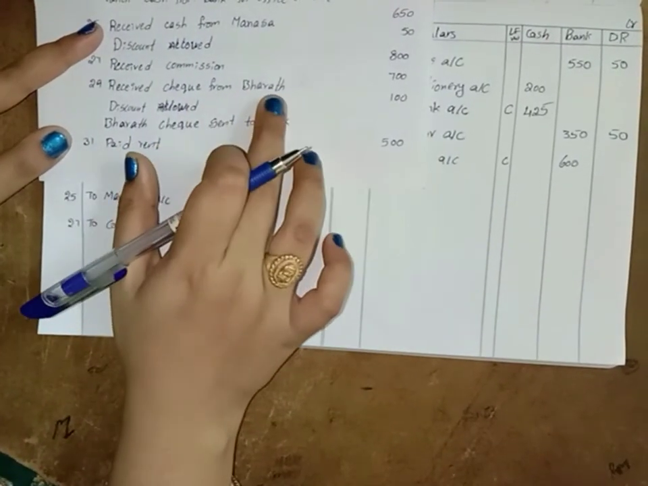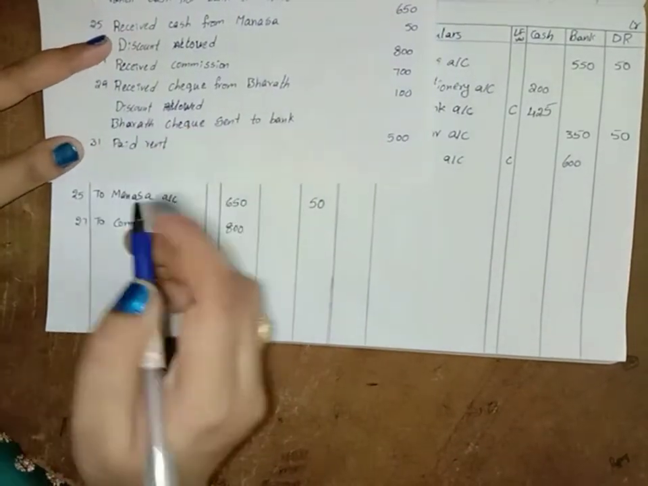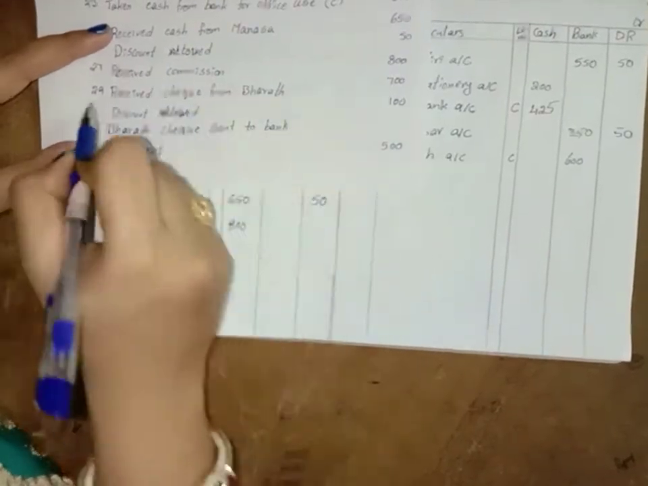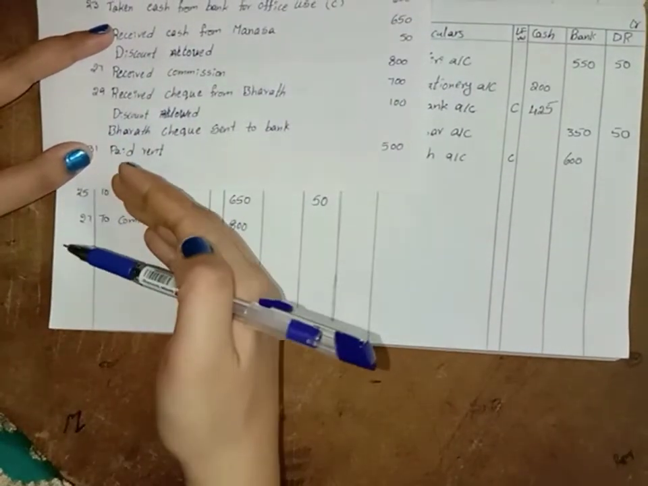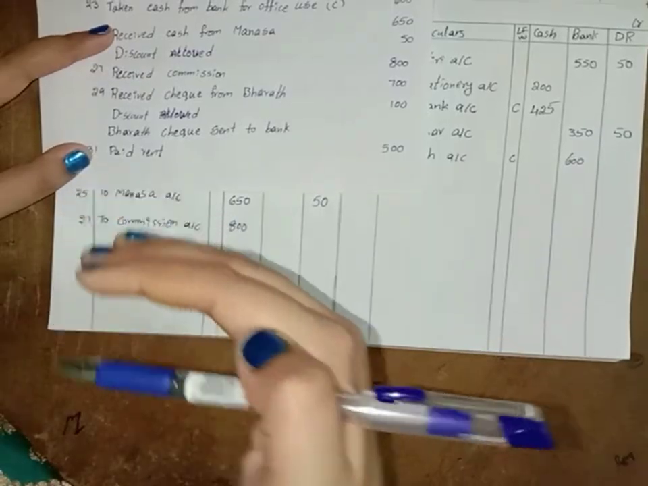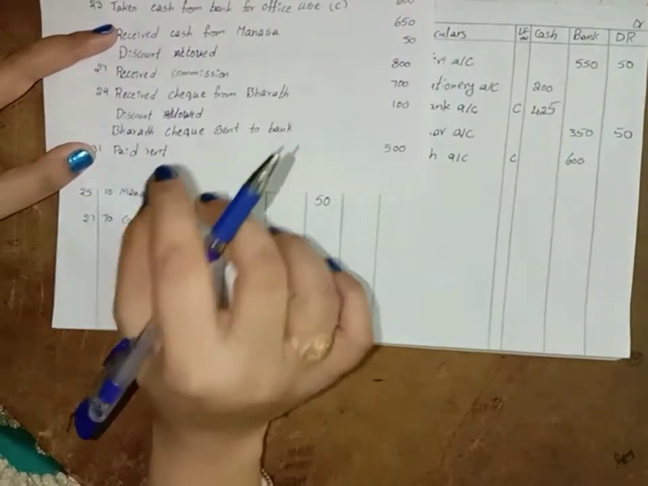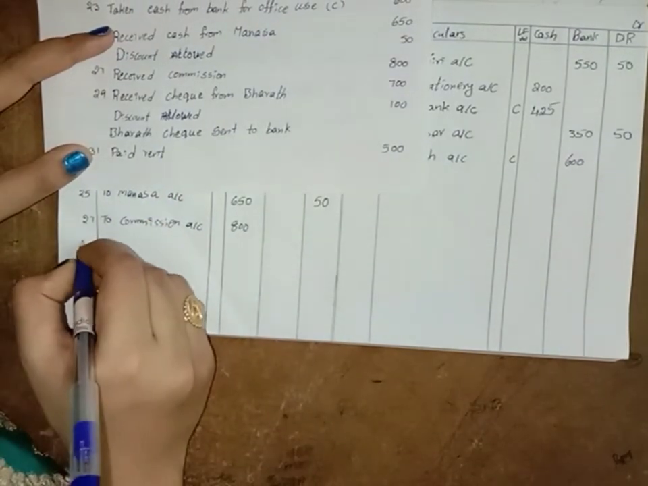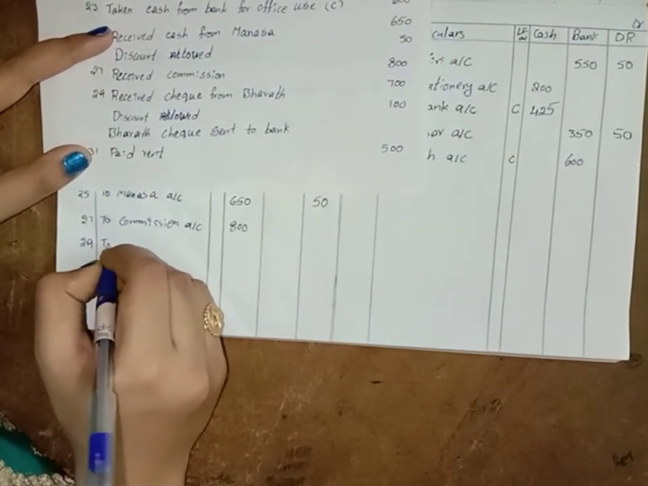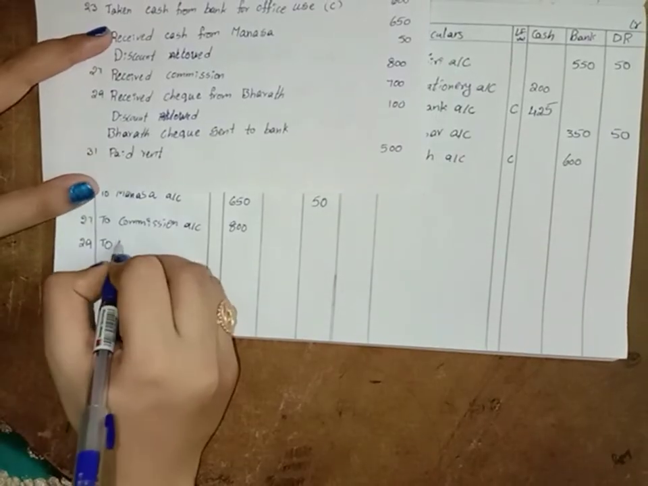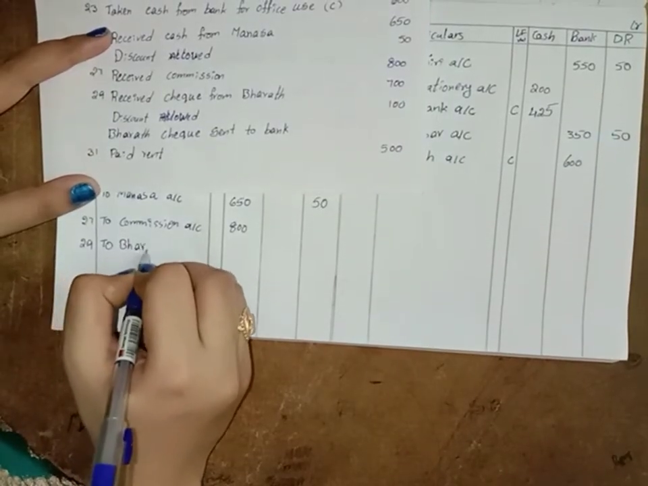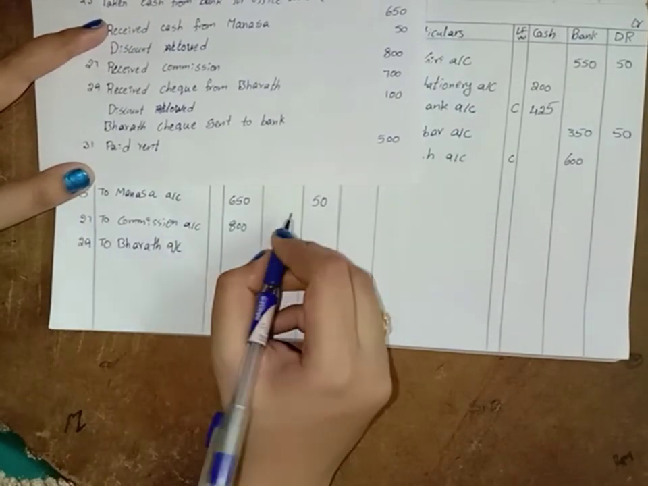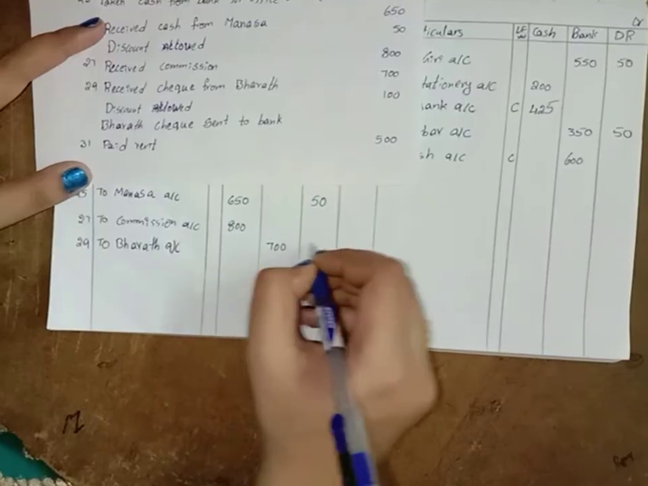Received check from Bharat, discount allowed. Bharat check sent to bank. On the same day, on 29th, we have received the check. On 29th only the check will be sent to the bank. On the same day it will happen. So it is not a contra entry. We have to write this amount in the bank column.